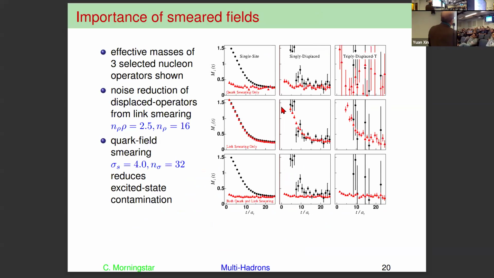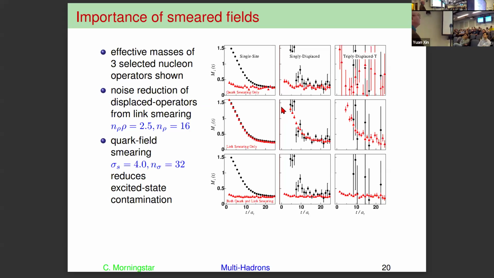If you just build it out of very local, unsmeared fields, you get this sort of effective mass. It's going to the right energy, but you can see it starts off very high and takes forever. All of this is coupling to higher-lying states, excited state contamination. So building your operators is about trying to reduce that effective mass.